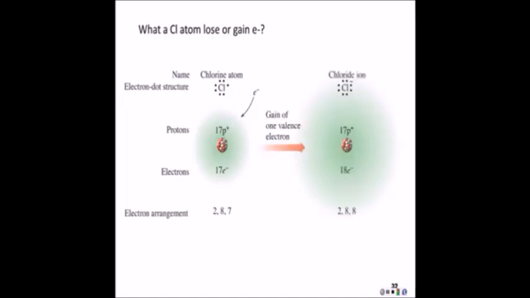It gains 1 electron, and because it has 1 more electron now than its protons, it has a negative charge. And you notice that it has an electron arrangement now that's similar to argon. So chloride, notice there's a name change. Chloride is more stable than chlorine. So chloride is the ion with a charge of -1. Chlorine is the neutral atom, very chemically active.